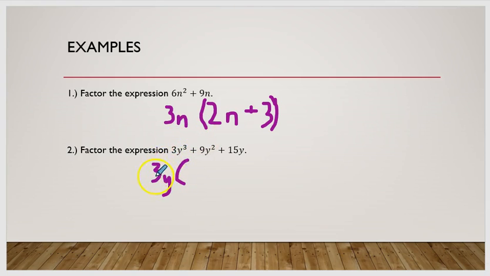And then we divide. 3 divided by 3 is 1, but you don't need to write 1 times something, so I'm just going to leave it off. Y to the third divided by y to the first is y squared. And then go to the next term. 9 divided by 3 is going to be a positive 3. And then y squared divided by y is y. Next term, still a plus. So 15 divided by 3 is 5. And then the y divided by y cancels out.